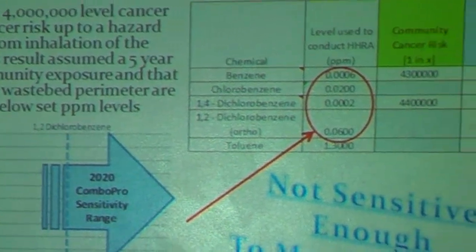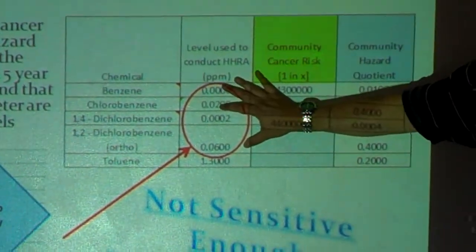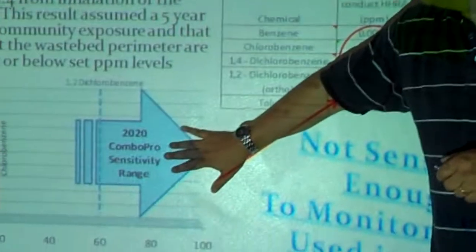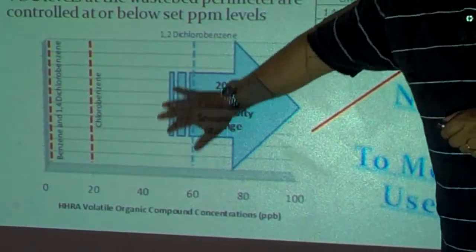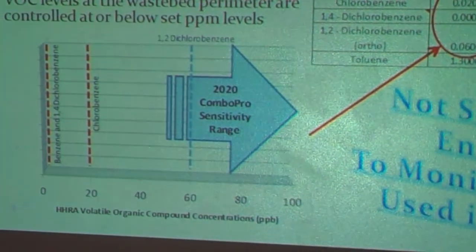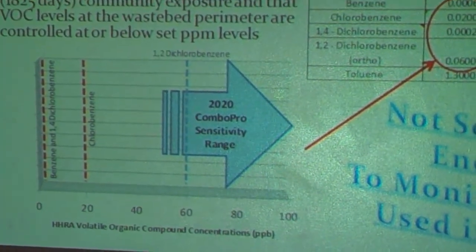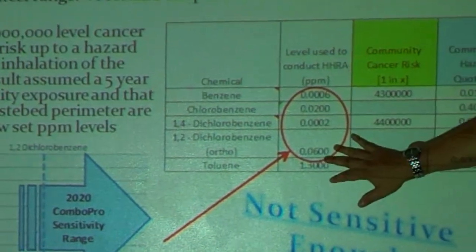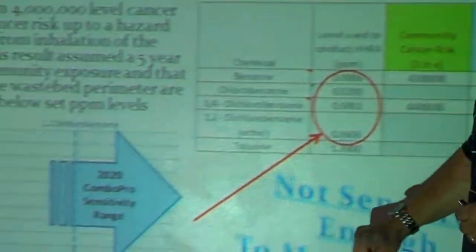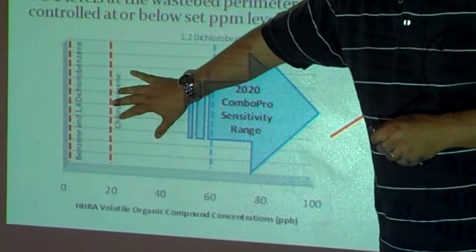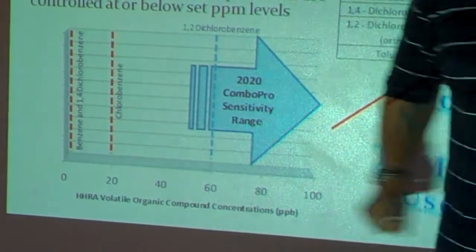The problem here is that at these levels, remember the sensor, the 2020 Combo Pro, it can only detect down to 50 parts per billion. You'll notice that the levels the EPA used to determine that the communities would be safe for benzene, dichlorobenzene, and chlorobenzene fall well below the detectable limit of this sensor.